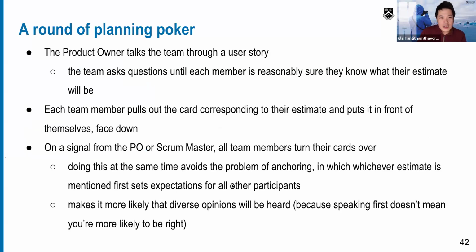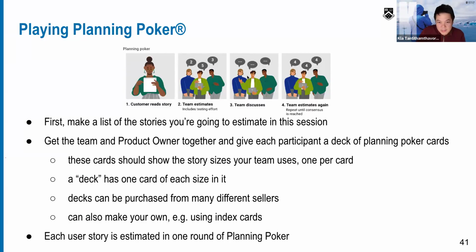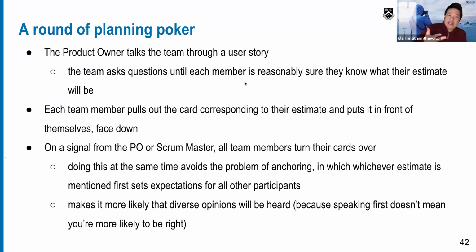In a round of planning poker, first the product owner talks to the team through the user story. During the discussion, the team can ask questions until each member is reasonably sure that they know what their estimate will be.